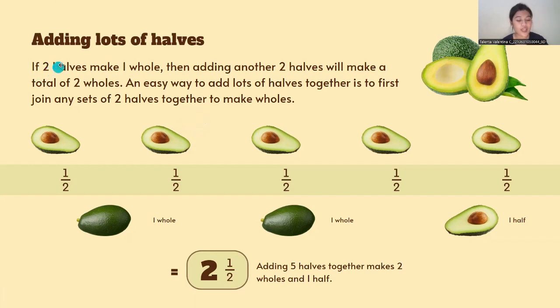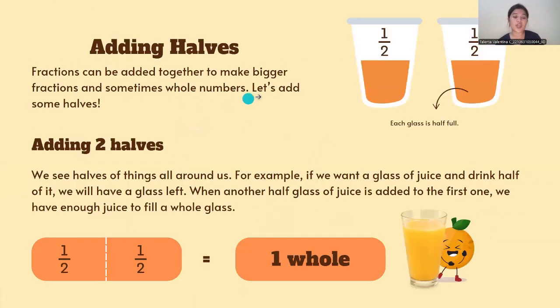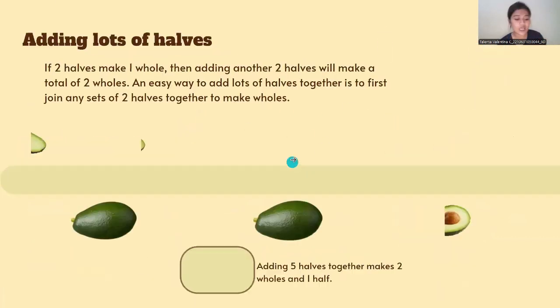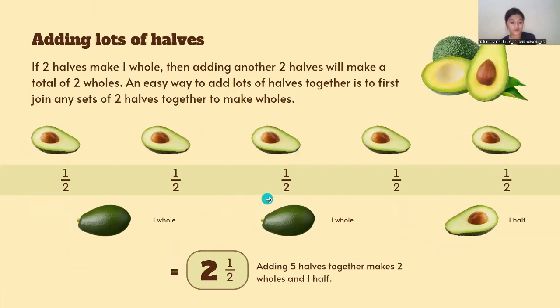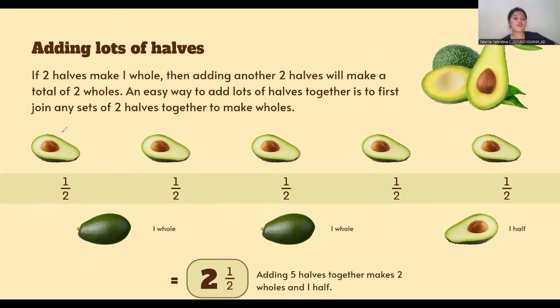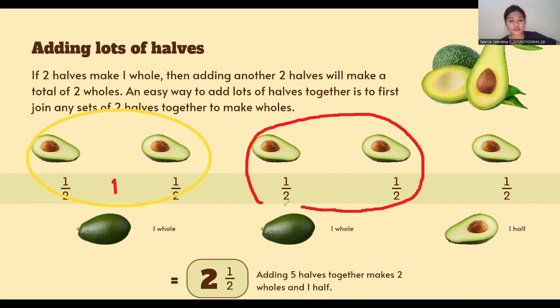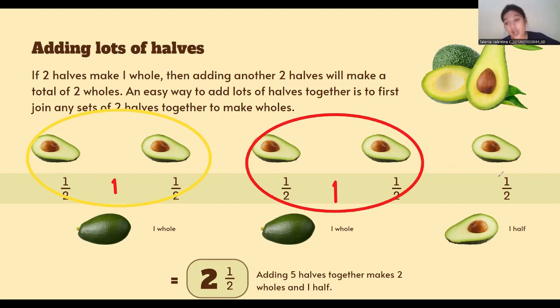Next, adding lots of halves. In the previous example, we added two halves. So what if we add more halves? In this picture, we have 5 halves of avocado. The first two halves make one whole. The next two halves make another whole. So now we have 1/2 left. We have one whole, one whole, and 1/2.